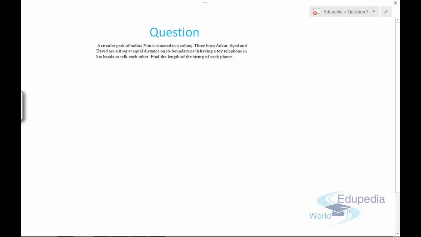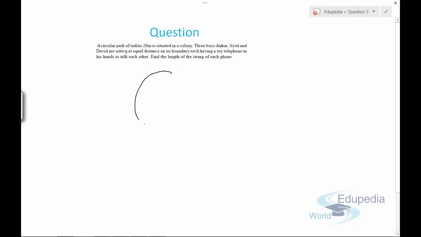The question number 3 says that we have a circular park of radius 20 meters situated in a colony, and three boys, Ankush, Syed and David, are sitting at equal distance on its boundary, each having a toy telephone in his hands to talk to each other. Find the length of the string of each phone. So we need to find the length of the string of each phone. Let's see how we can do this.